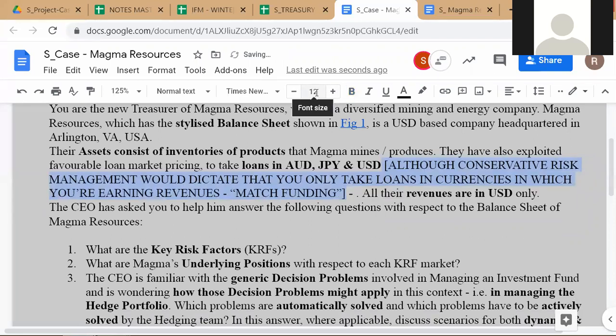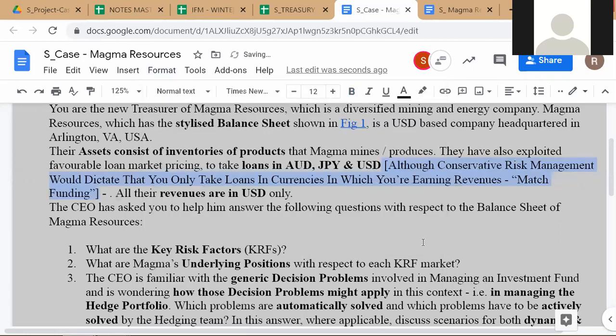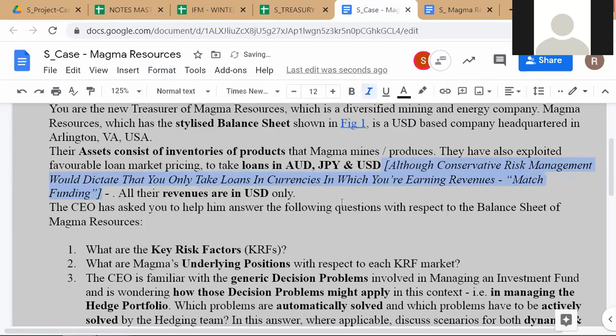We will make this long. Okay, right. Now here I have given you the full context. So now you can see that the reason companies do this is because the interest rates are usually very attractive. Okay, so when I say favorable loan market pricing, what that means is that the interest rates on these loans must have been very attractive, especially in the Aussie dollar and the yen.